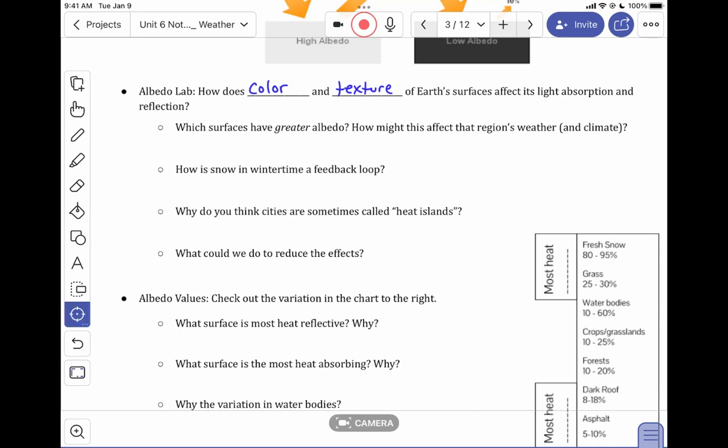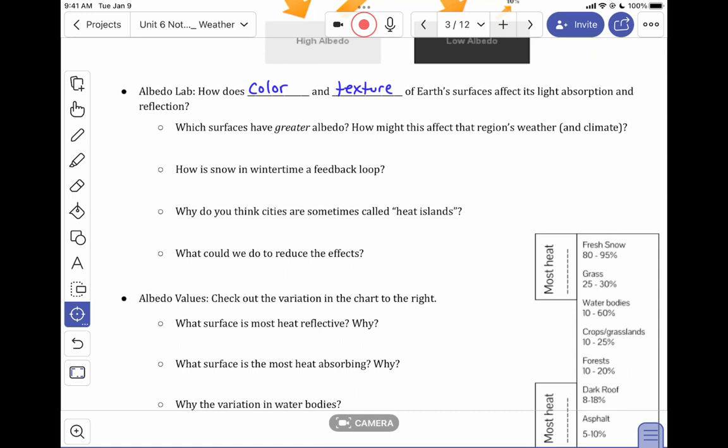We're going to pick up right where we left off last week. We stopped right about here. We talked about albedo, which is how much light is reflected. And then our lab was trying to figure out how the color of an object and the texture, the bumpiness of an object, impact how much of that light is reflected, or impact the object's albedo.